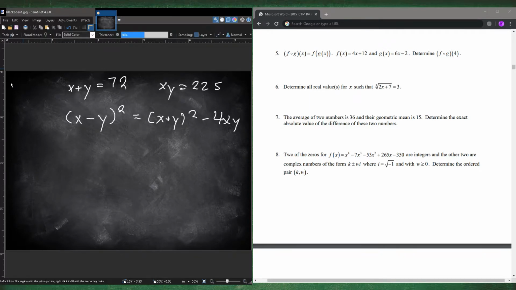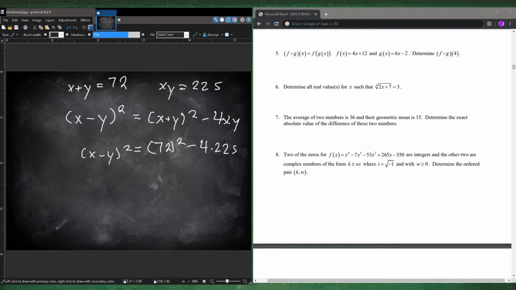Okay, so we know this equation is going to be true. So instead of finding what xy is, we're just going to use this equation. We know x plus y is 72. So 72 squared, let's put parentheses around it, minus 4xy, we know what xy is, that's 225. And that is equal to (x minus y) squared. So using our calculator, 72 times 72 minus 4 times 225, we get 4284. And that's (x minus y) squared.